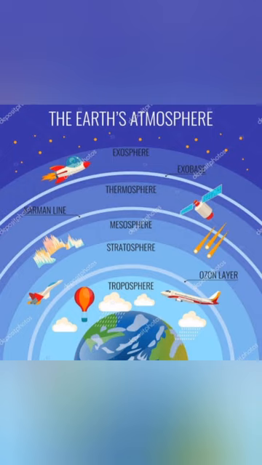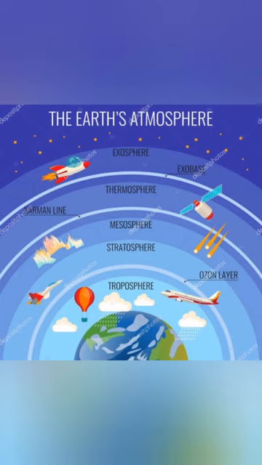Stratosphere starts just above the troposphere. This is the layer you can also call the ozone layer. Okay. So, what's the function of the ozone layer? It absorbs the sun's ultraviolet radiation. And jet aircraft usually fly in this layer only.